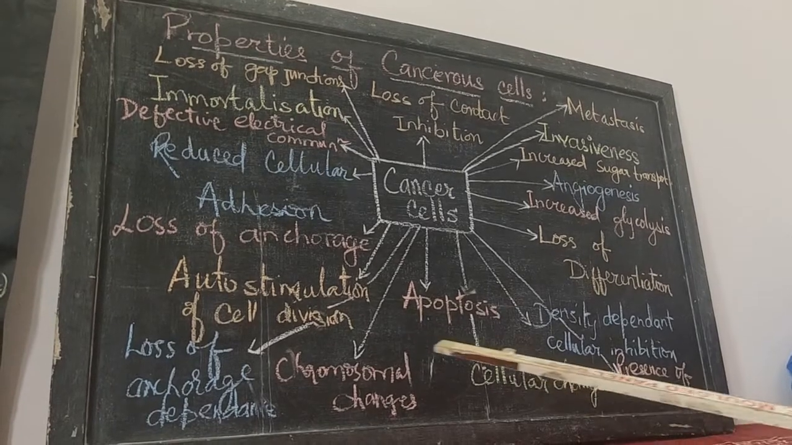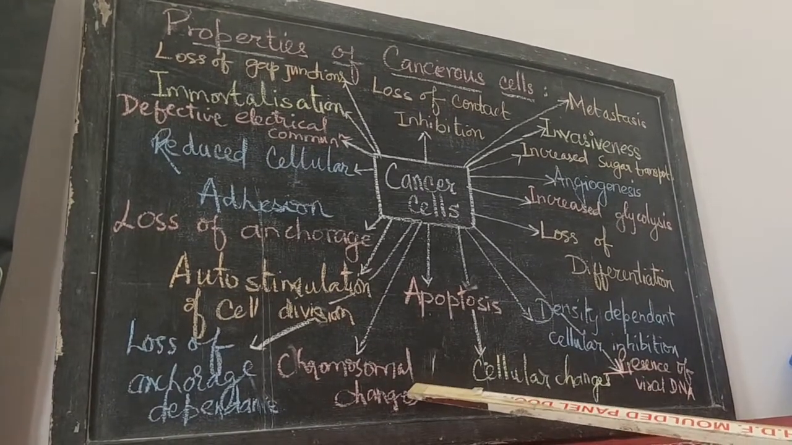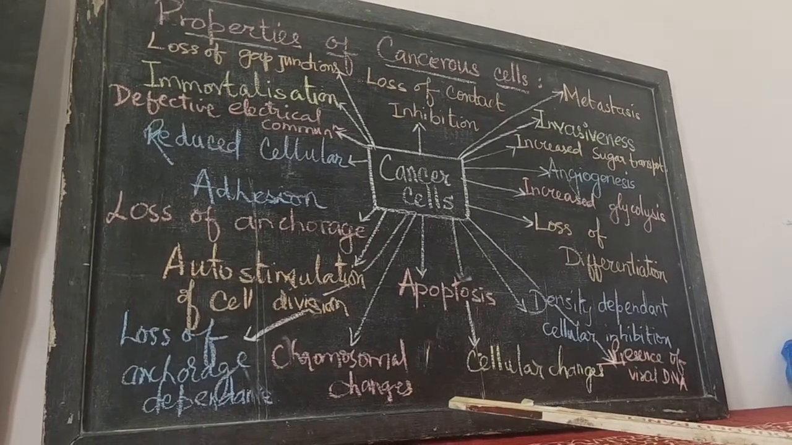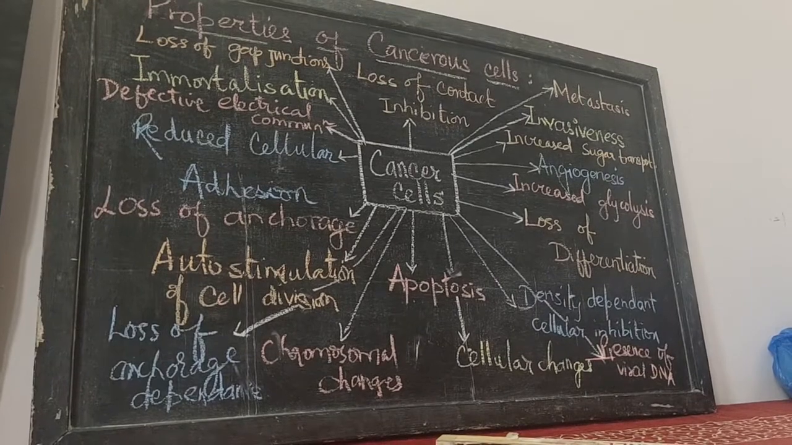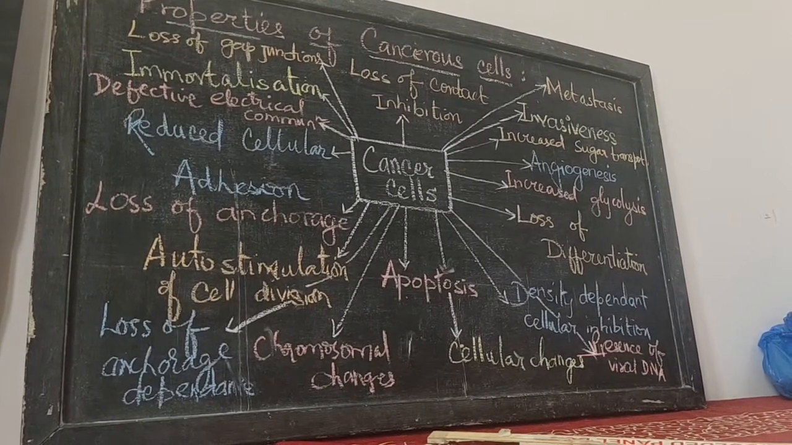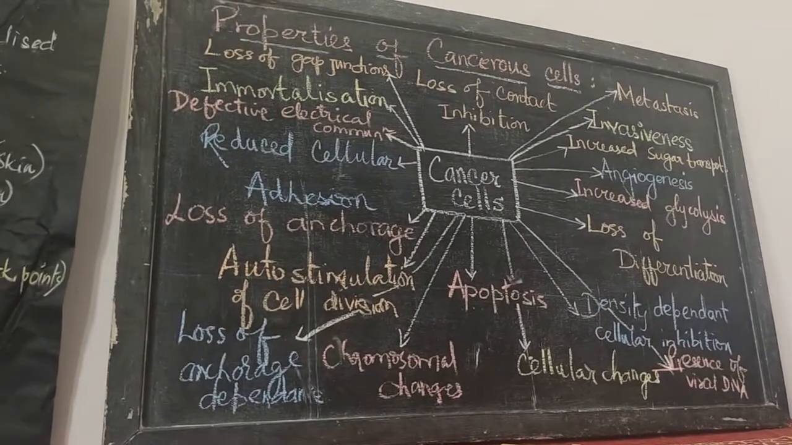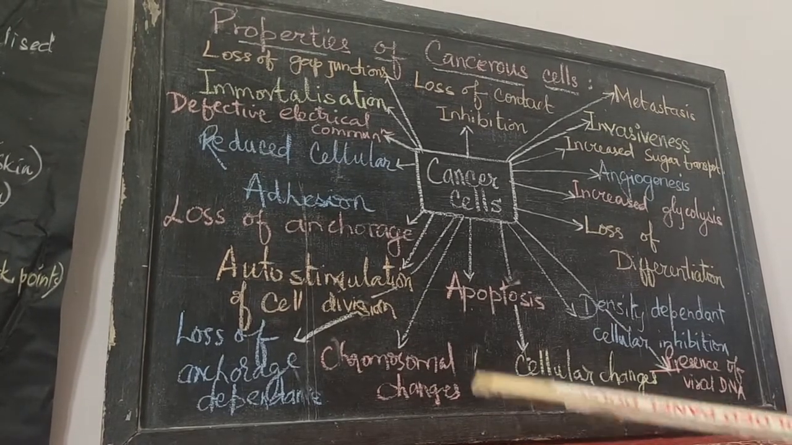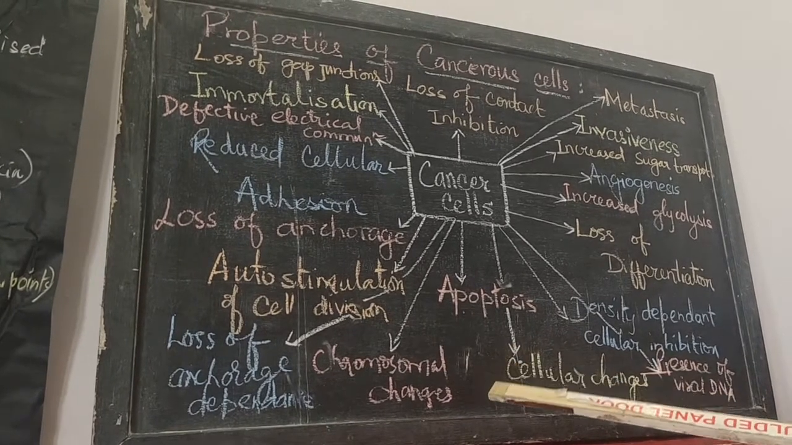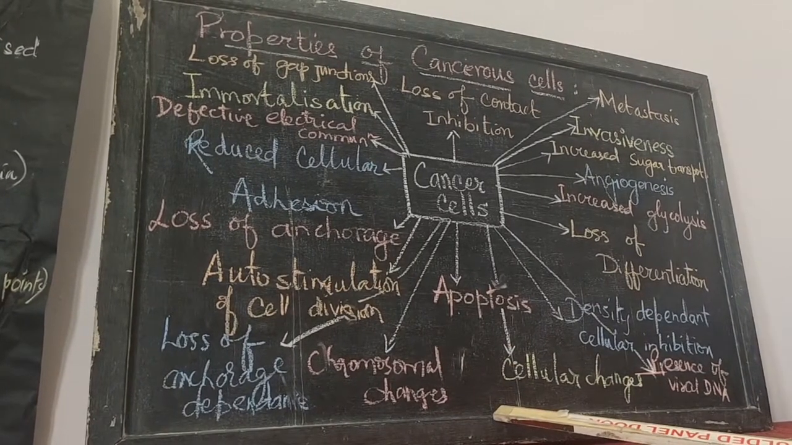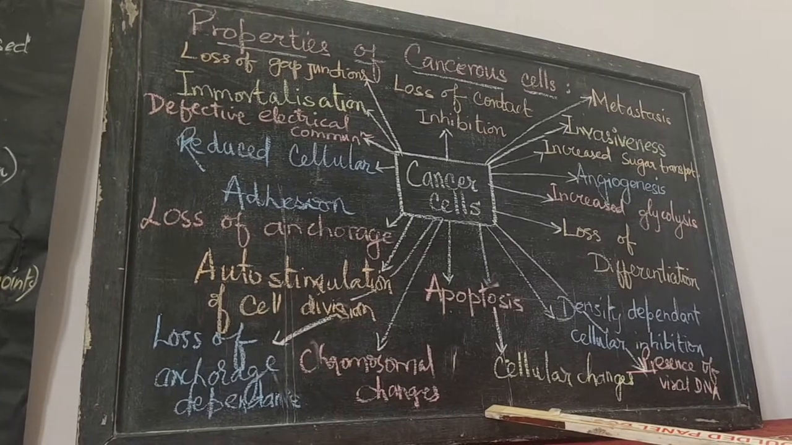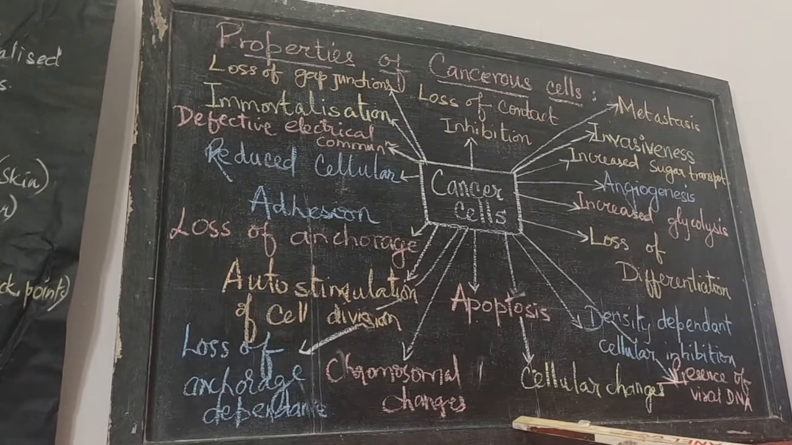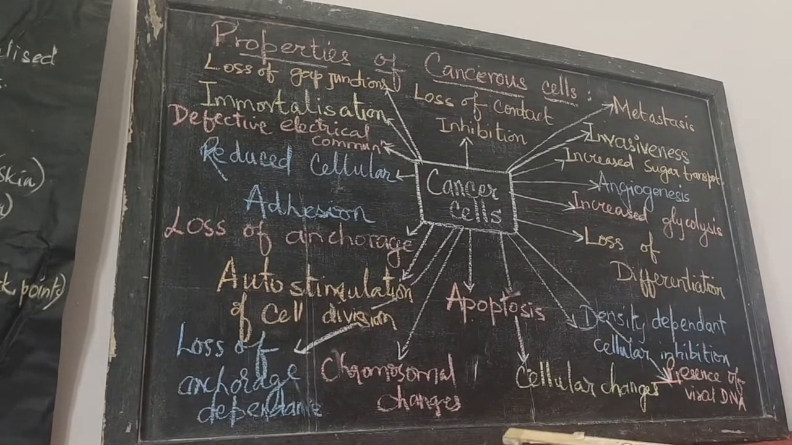The next property is changes with reference to chromosomes. Chromosomal changes in cancerous cells. Every normal or healthy cell has the standard chromosome number and standard chromosome structure. In human beings, the diploid number is 2n equals 46 chromosomes, or 23 pairs of chromosomes. The number gets altered, either increased or decreased, due to the changes in the cells of cancer.